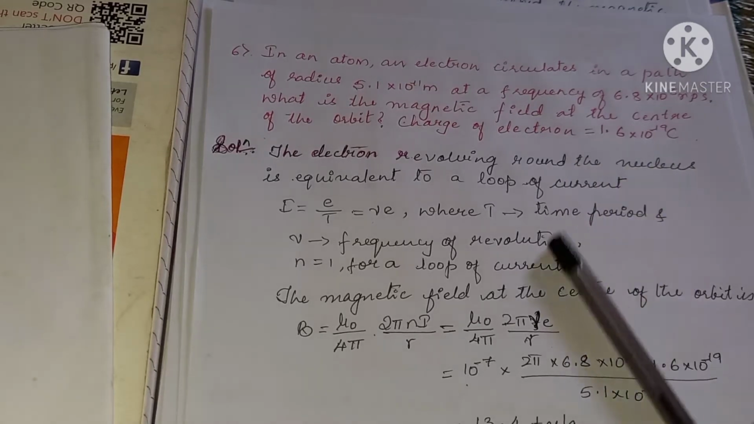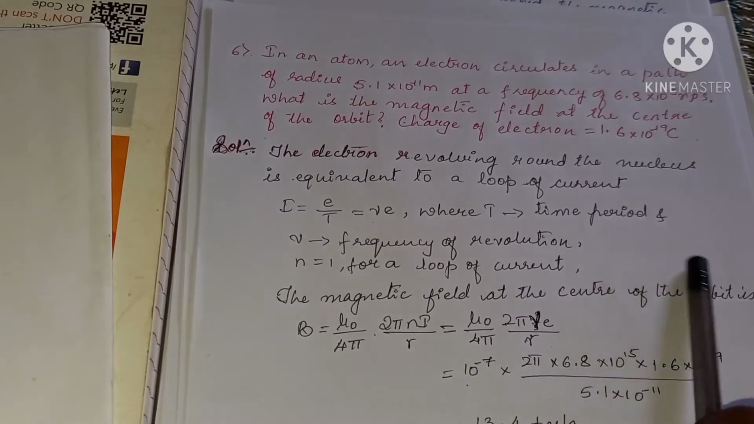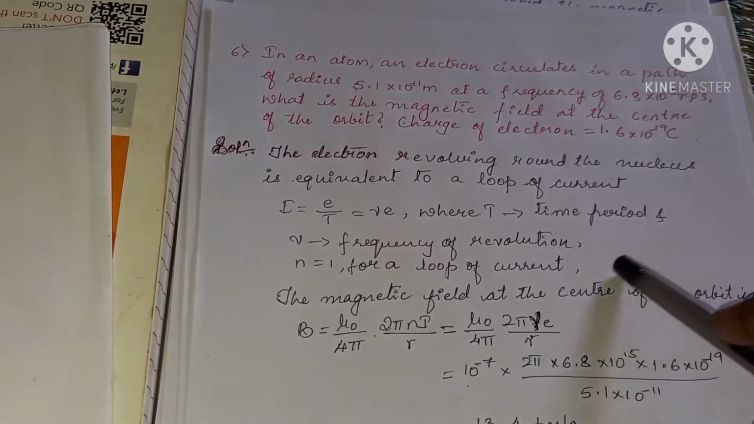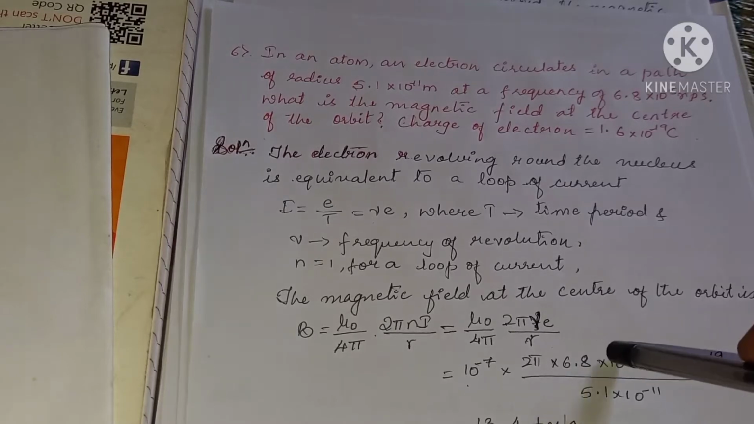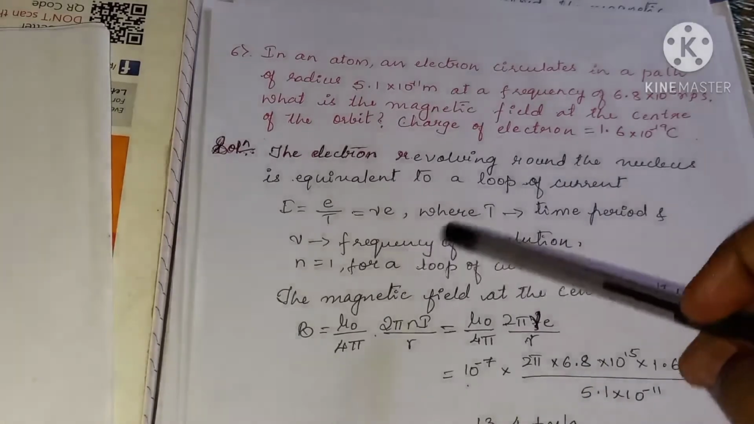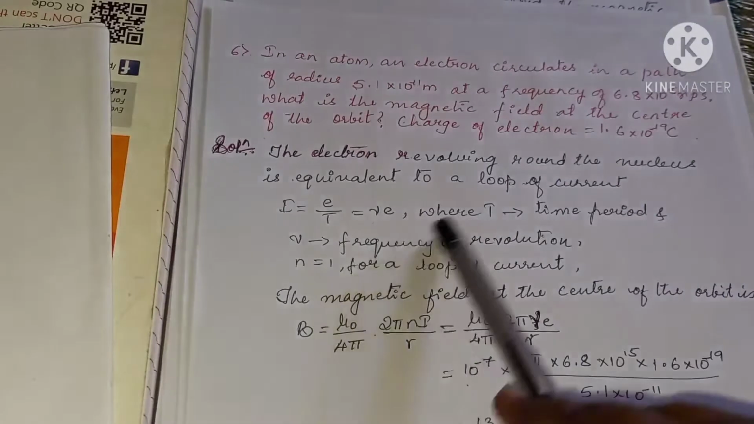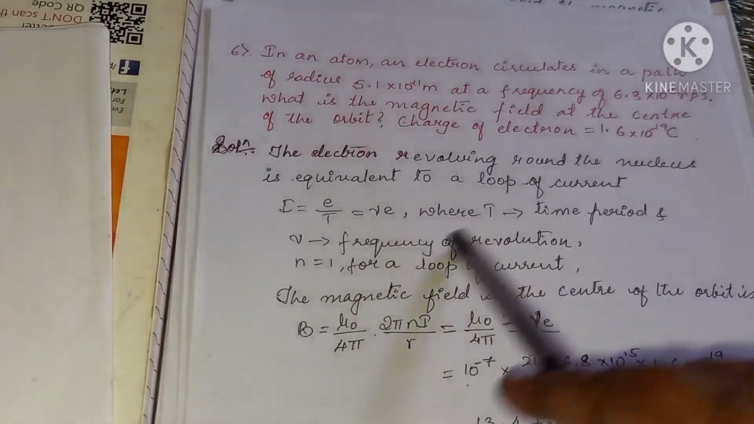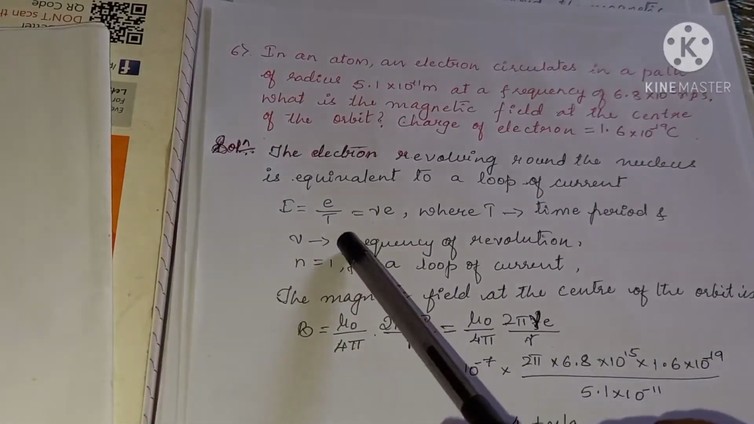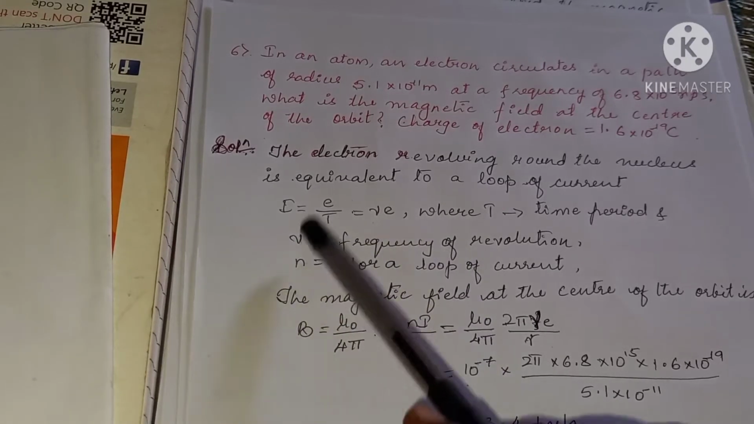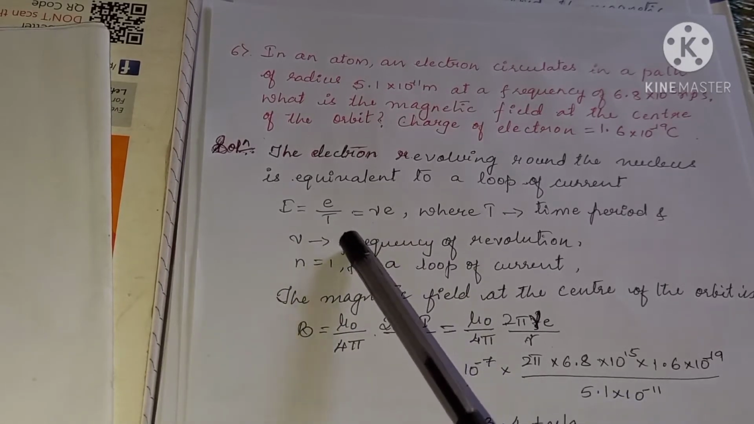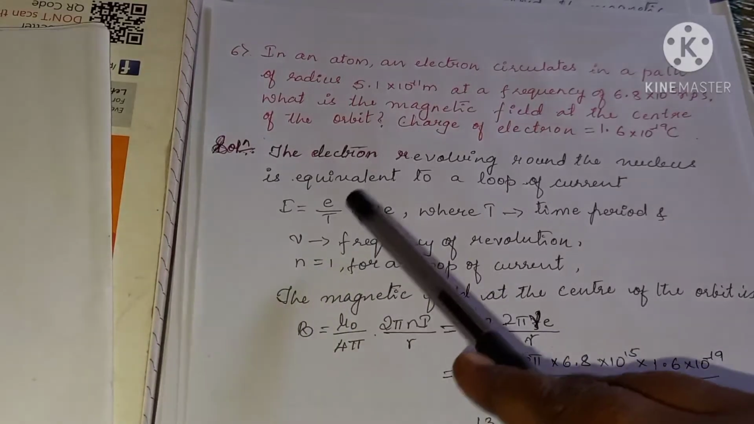So this is the problem. There is an atom. An electron revolves around the nucleus, and the radius of the circular path in which it circulates is 5.1 × 10^-11 meter. Now current is given by e by T. From electrostatics we have seen that current is charge per unit time, so Q by T.